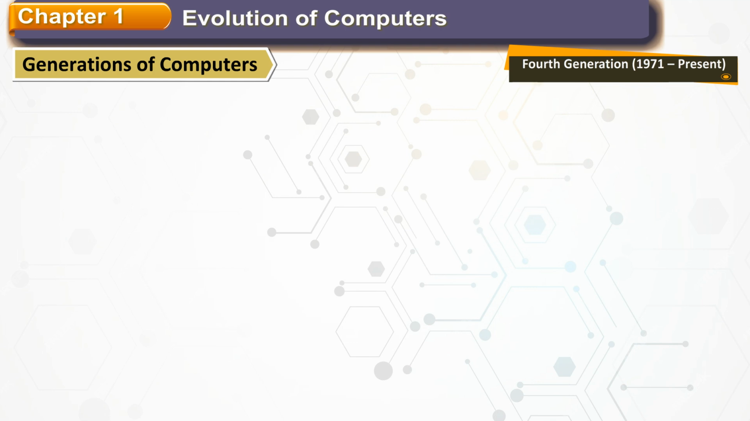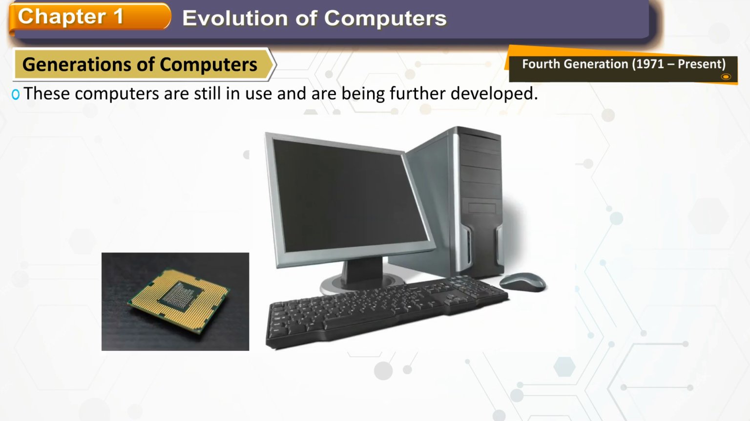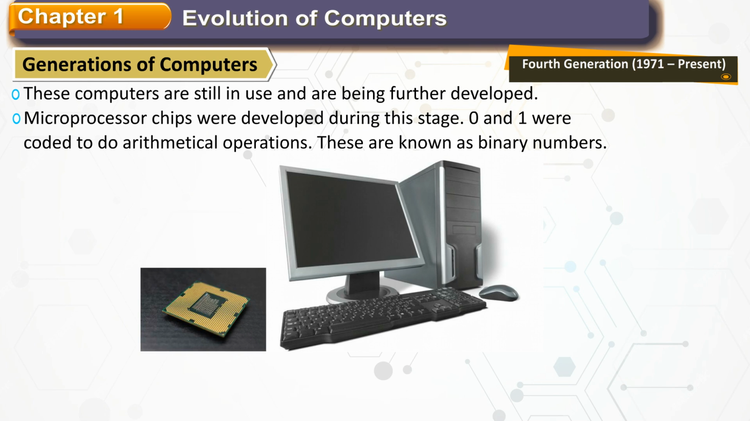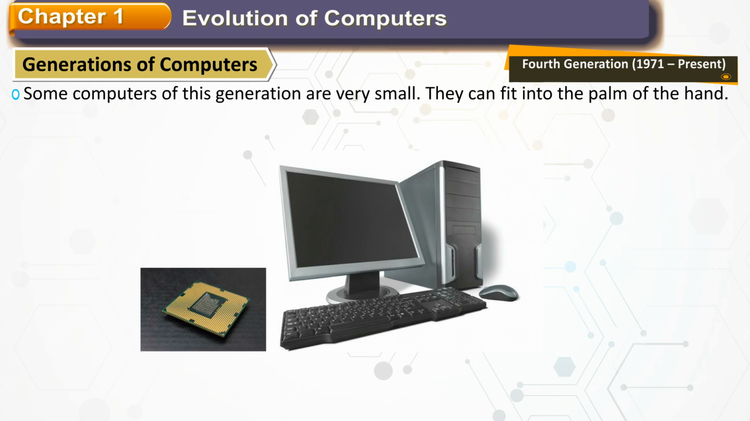Fourth generation, 1971 to present. These computers are still in use and are being further developed. Microprocessor chips were developed during this stage. 0 and 1 were coded to do arithmetical operations. These are known as binary numbers. Some computers of this generation are very small. They can fit into the palm of the hand.